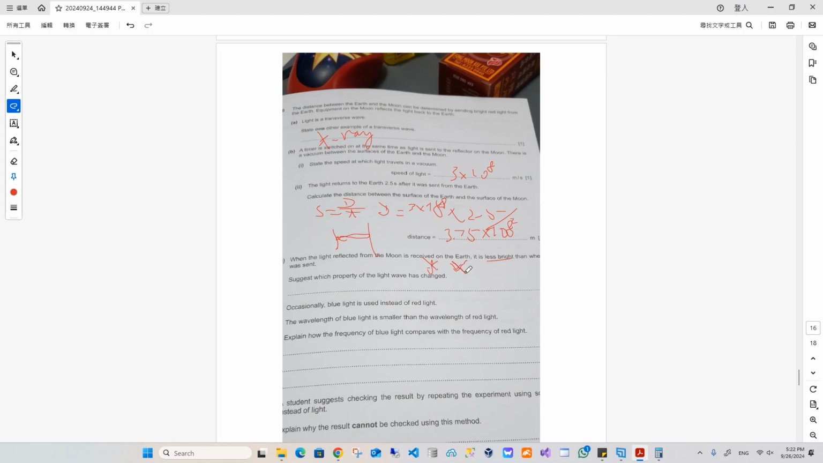Velocity will not change, the speed of light, so the only thing that changes is the... v equal to f lambda. Lambda cannot change also because the color and frequency are the same thing. Frequency cannot change, so velocity doesn't change. Okay, so what changes? Amplitude changes. Amplitude decreases.